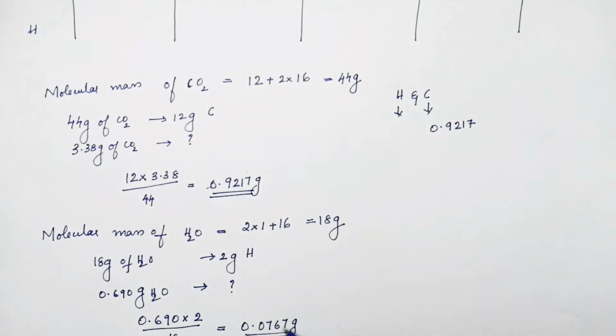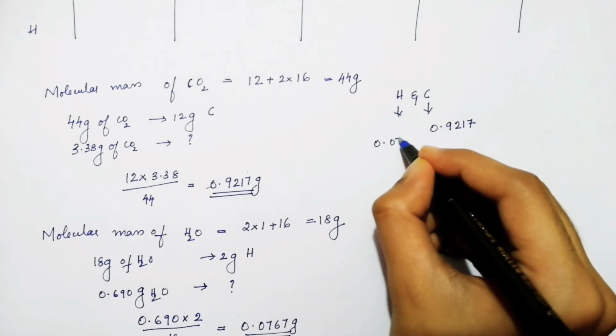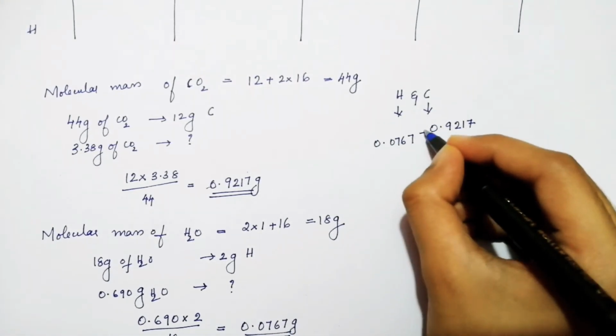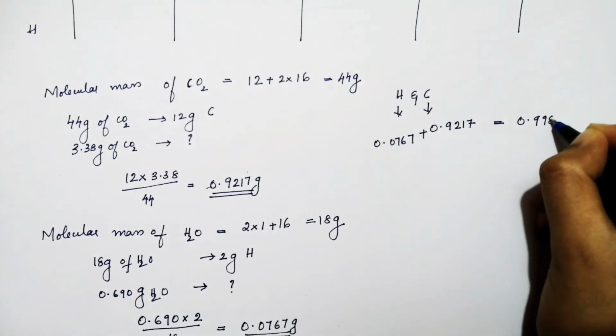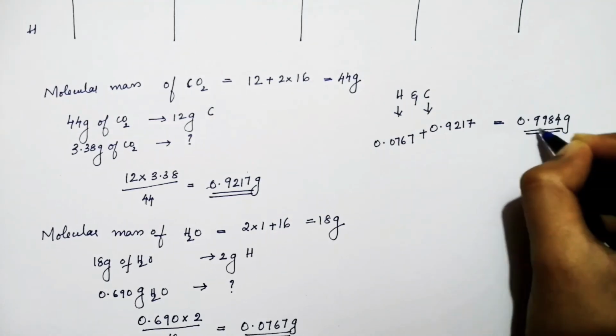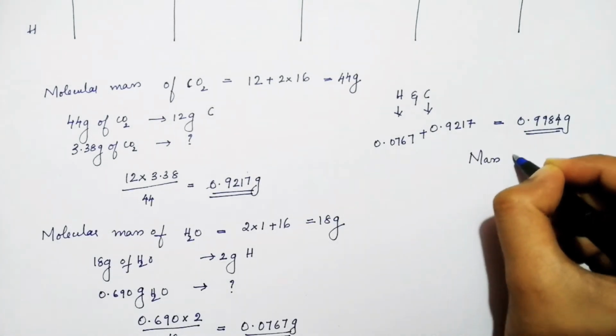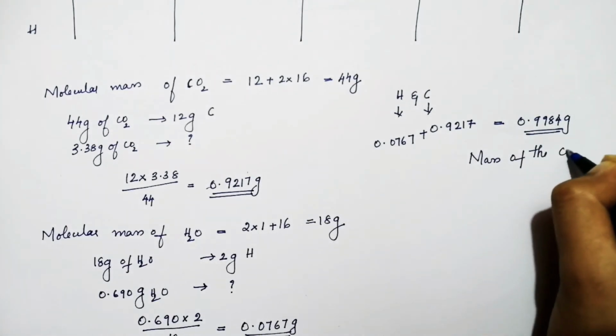Now we have calculated the mass of carbon to be 0.9217 and the mass of hydrogen as 0.0767. Adding them together, we get 0.9984 gram. And this is the mass of the compound.